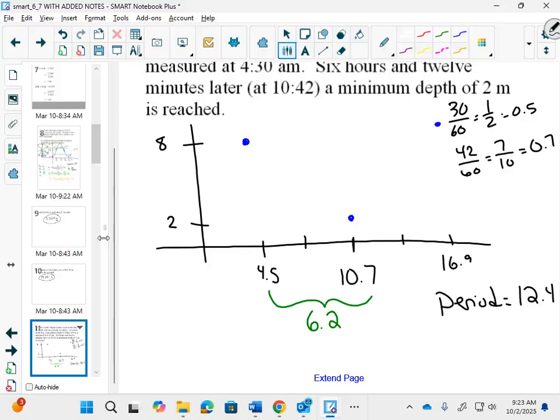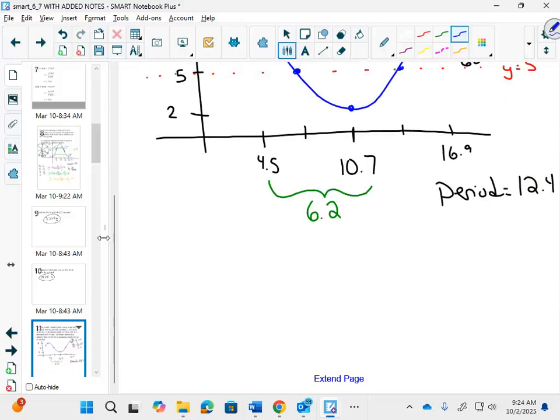Do you see that your middle line is going to be at 5? And at this section it would be at the middle, at this section it would be at the middle, and we have enough information to get our graph. And then we want to find the equation. It says one equation with sine, one equation with cosine.